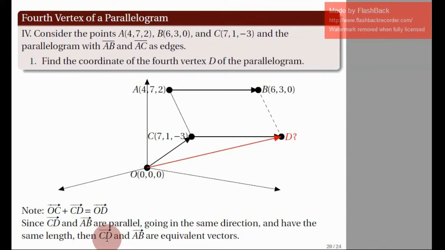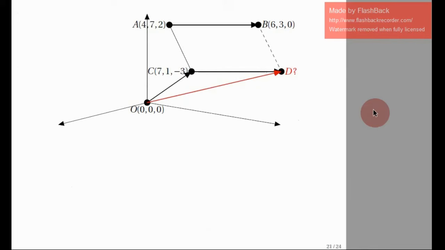Again, initially our goal was to look for vector CD to find what vector OD is. But since vector CD is just equivalent to vector AB, then we can just go and find vector AB instead, which is now very easy to find because we already know what the coordinates of point A and point B are. Okay, so we already have our important tools to solve this problem.